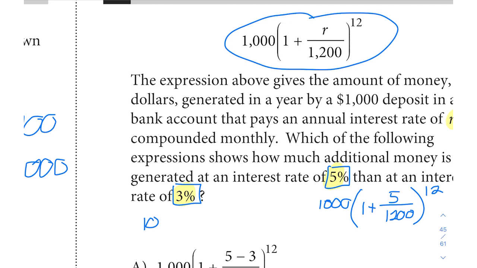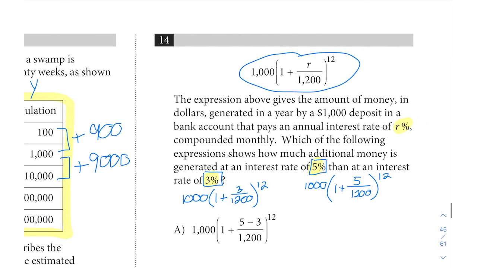And again, we're going to just use this same equation from the top, and we already know because they told us in the question that we're going to plug in whatever the rate is in place of R. So this would be 1,000 times 1 plus 3 over 1,200 to the 12th. So let's start with just those two pieces, and then let's see what the question is asking.